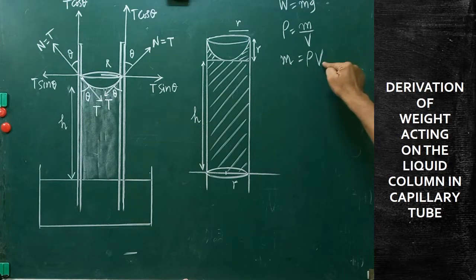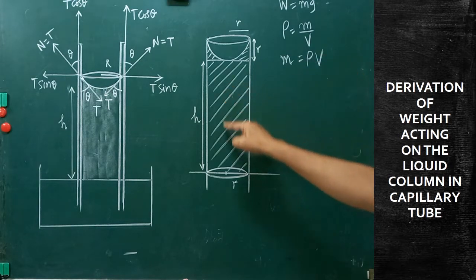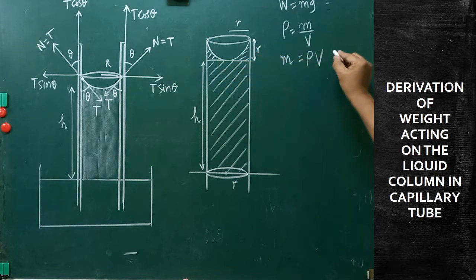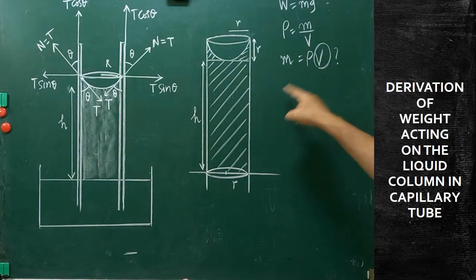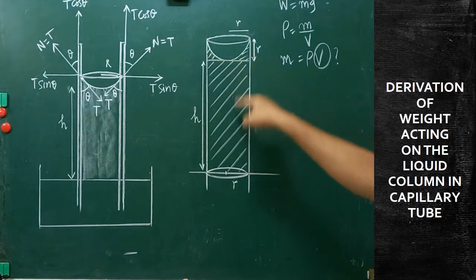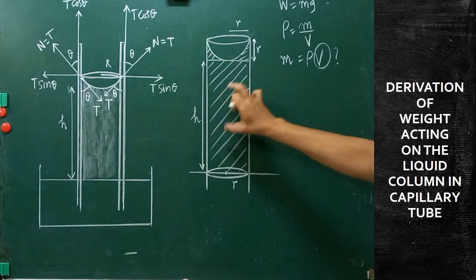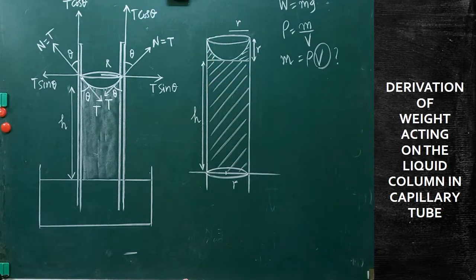Mainly this V represents the volume of this shaded portion. So this is the main thing that should be calculated very carefully. Now we are going to calculate the volume of this portion. The volume of this portion and the volume of this portion both have to be added.